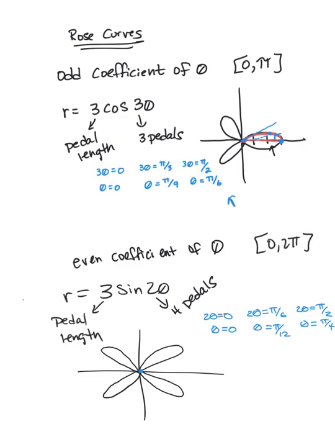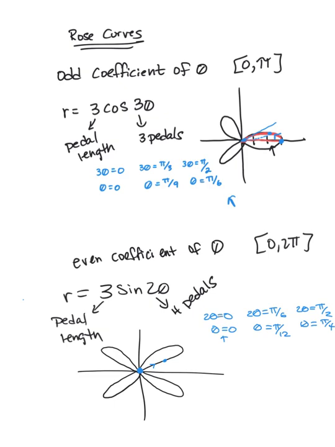So when I substitute in 0, sine of 0 is 0. That means I start here. Pi over 12 is going to be really low. When I substitute in pi over 12, I'm going to get sine of pi over 6, which is a half. 3 times a half is 1.5. So at pi over 12, we're going out 1.5. Okay, so that's, say, this point here. So we're headed in this direction.